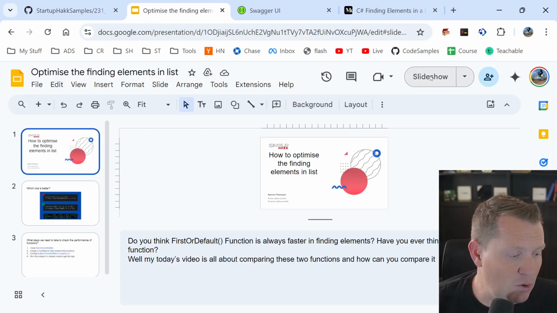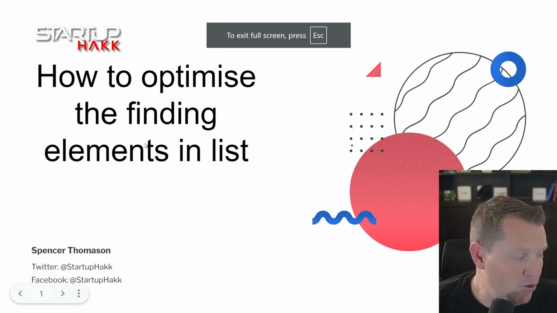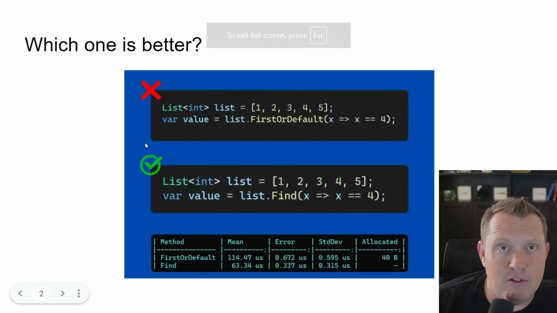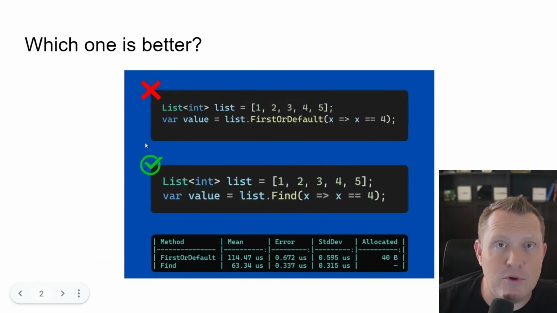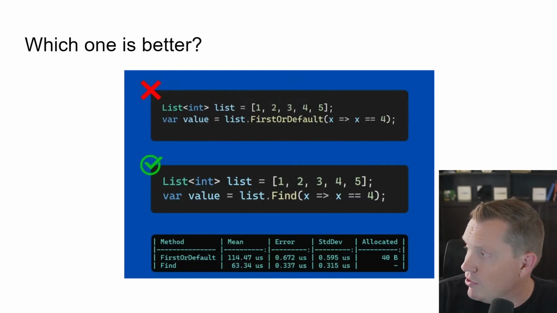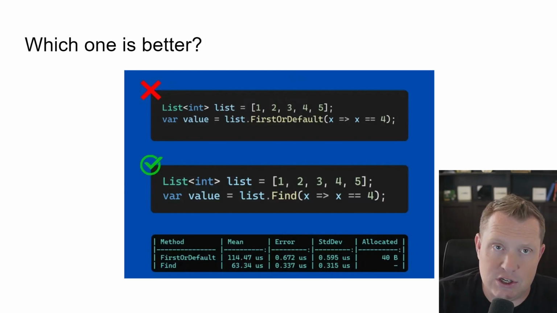So let's dive into what we're going to be talking about today: how to optimize finding elements in a list. If you look at this example, in the first one we do FirstOrDefault, whereas in the second one we use Find. They're both going to work and produce the same end result, but which one's going to do it faster? That's the big question here.